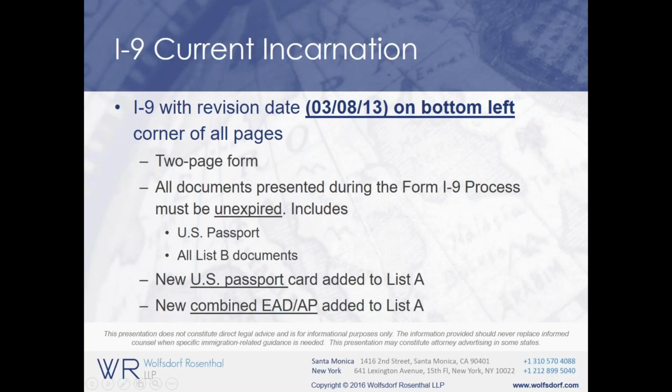All documents presented during the Form I-9 process, the employment verification process, must be unexpired. This includes US passport and all List B documents. The new US passport card was added to List A, as was the new combined EAD-AP document.